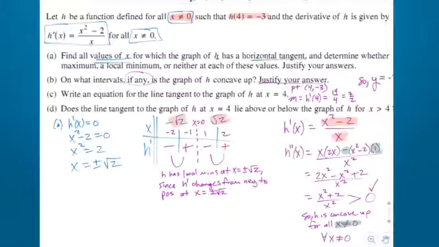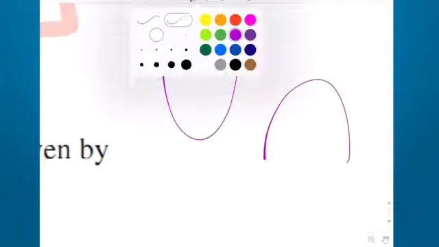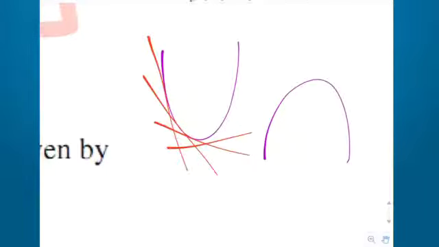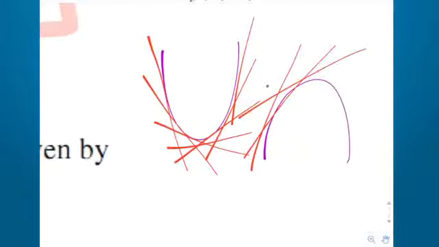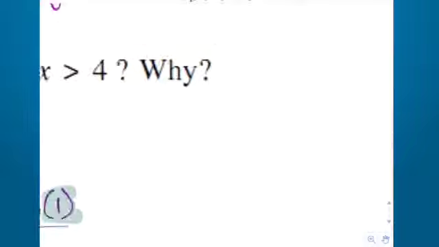Does the line that we just wrote the equation for, does it live above or below the graph to the right of 4? Below. Why? Very good. Remember, whether the tangent line lives below or above a curve depends on the curvature of the curve. If a function is concave up, the tangent lines live below, and the secant lines, by the way, would live above. But if a function is concave down, the tangent lines live above, and the secant lines would live below. And we just said on part B that the graph of h was concave up everywhere except 0. Is greater than 4 everywhere except 0, or included in that interval? Yes.